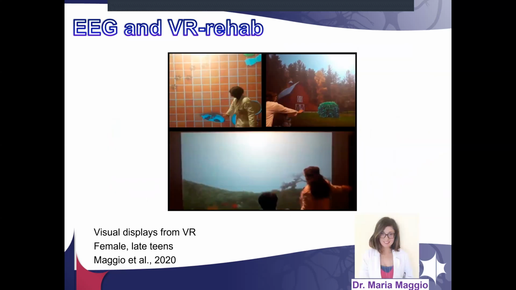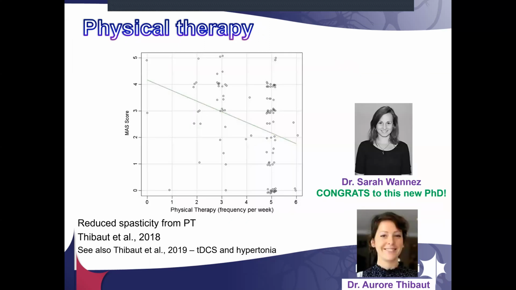This is new work from a different group. I wasn't involved in this group, but it used visual displays, including from virtual reality, for EEG-based rehabilitation. And so again, I'd mentioned earlier that patients of this sort often do not have good visual function, but there are exceptions. And there was also very nice work recently involving physical therapy to reduce spasticity.